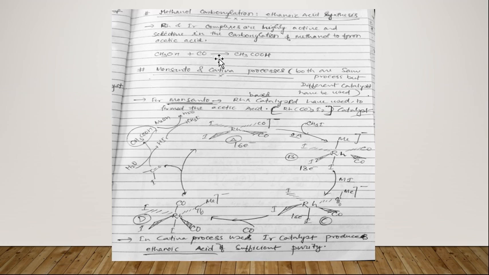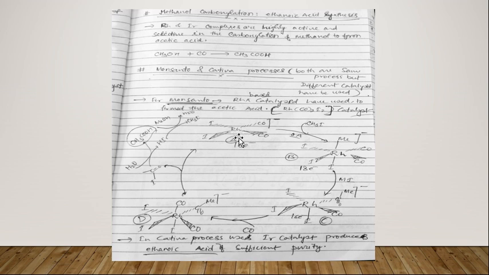Now we discuss the Monsanto and Cativa processes. This Monsanto and Cativa are both the same process, but different catalysts have been used. For Monsanto, rhodium based catalysts have been used to form the acetic acid. This is the rhodium based Rh(CO)2I2 catalyst. This is a cyclic reaction.